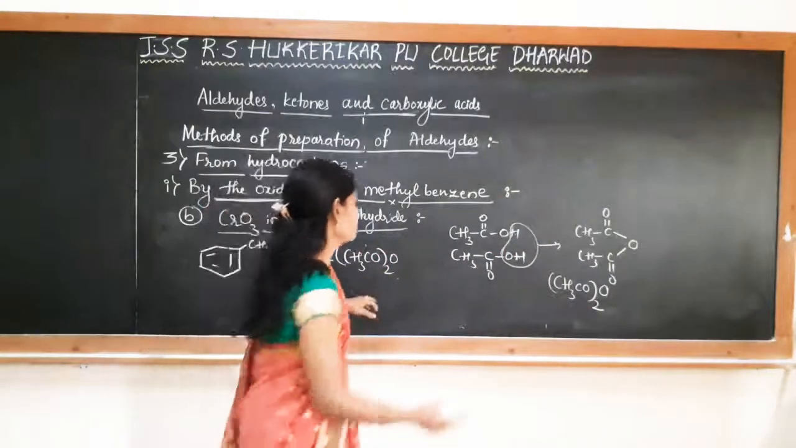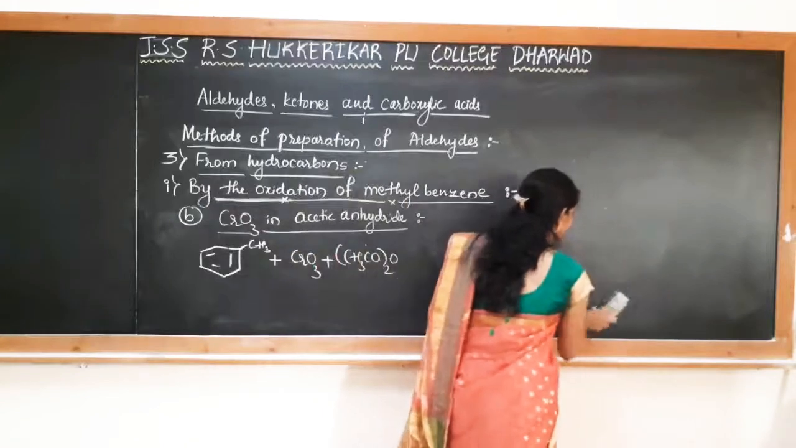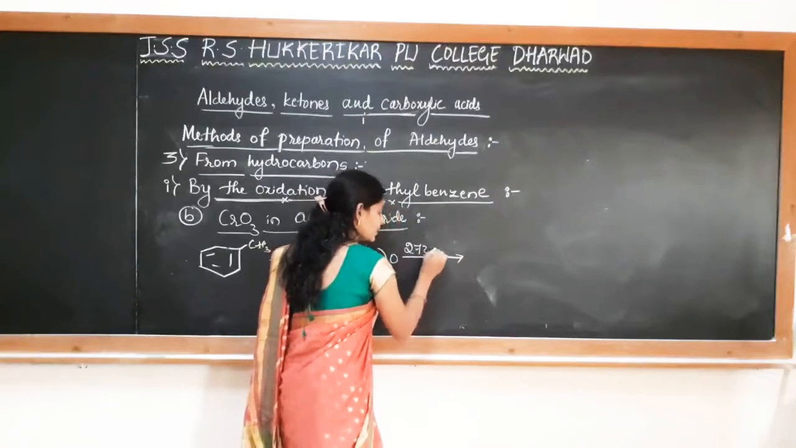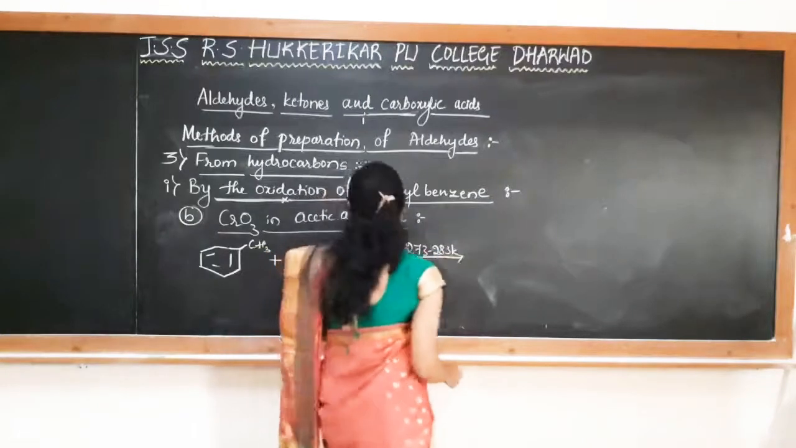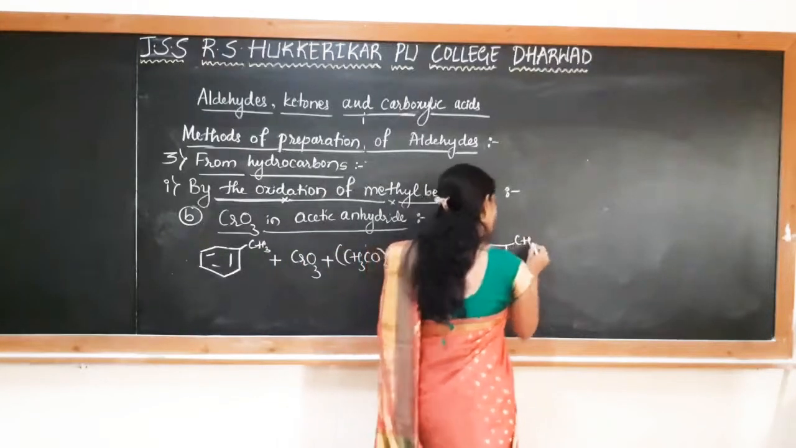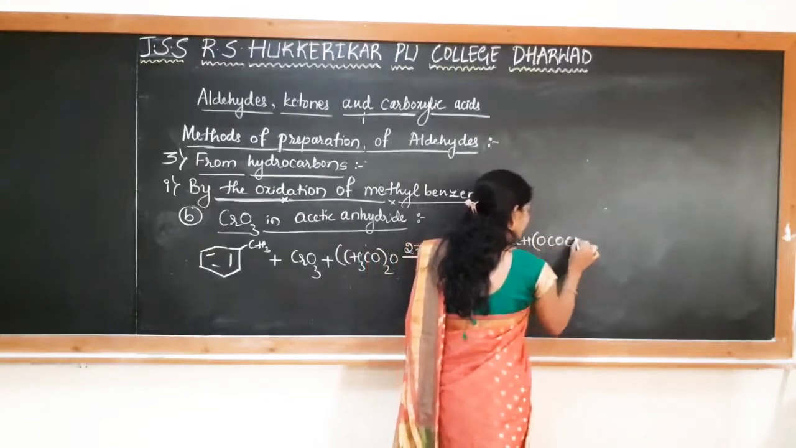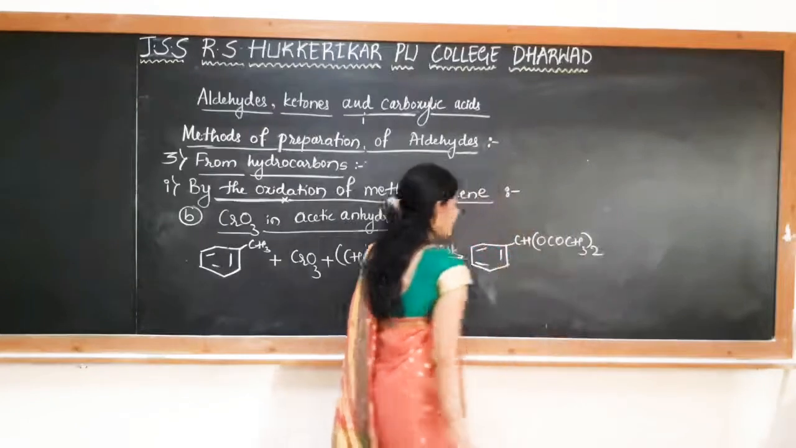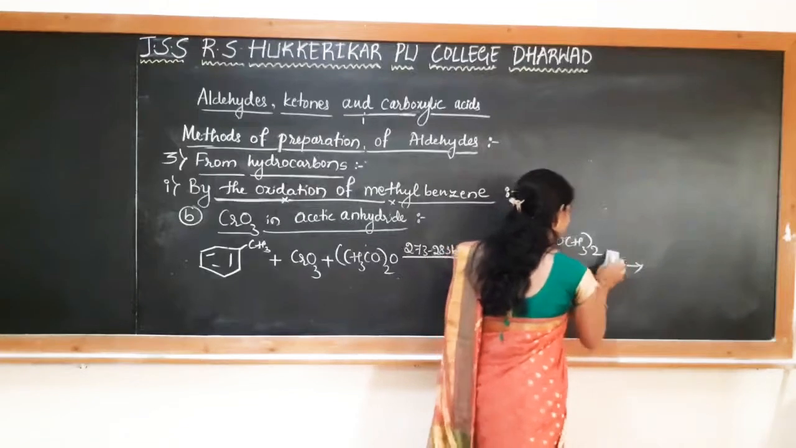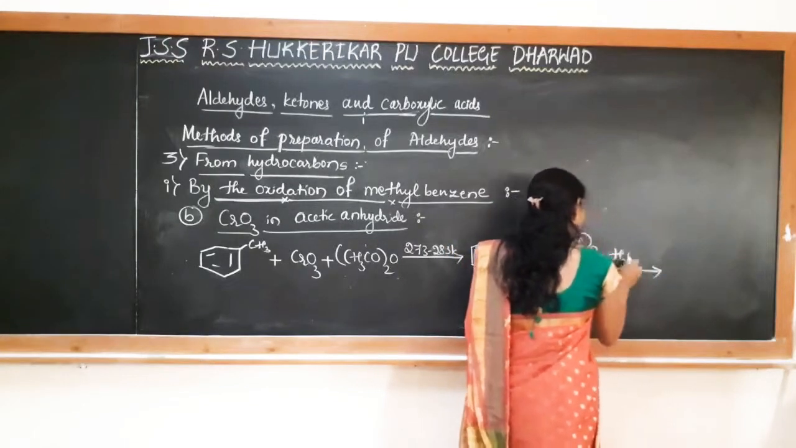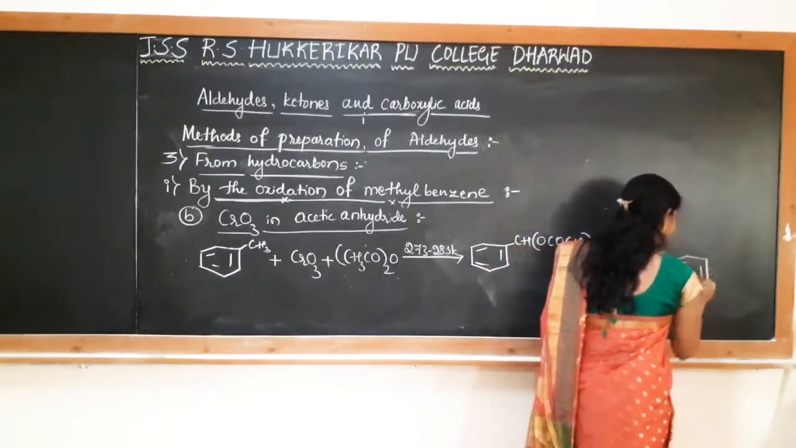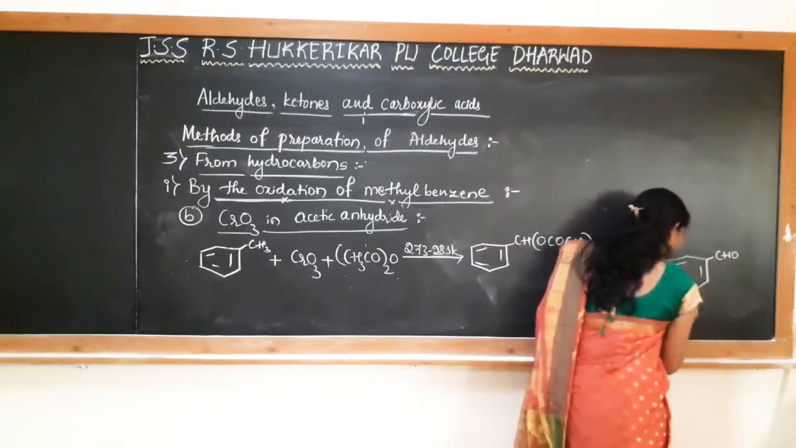First, an intermediate complex is formed, that is benzalidine diacetate. The reaction takes place at 273 to 283 Kelvin temperature. So there is a formation of an intermediate compound written as benzalidine diacetate. Okay, so this benzalidine diacetate on acid hydrolysis, on heating, results in the formation of benzaldehyde.